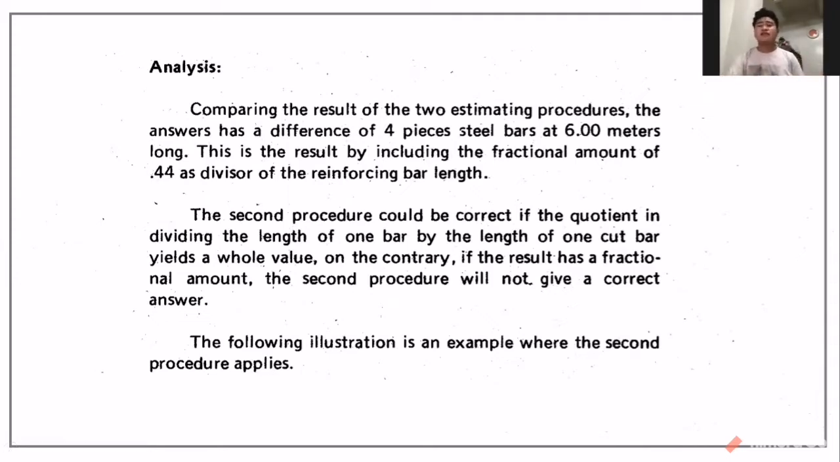So the second procedure could be correct if the quotient in dividing the length of one bar by the length of one cut bar yields a whole value. On the contrary, if the result has a fractional amount, the second procedure will not give a correct answer. So the following illustration is an example where the second procedure applies.